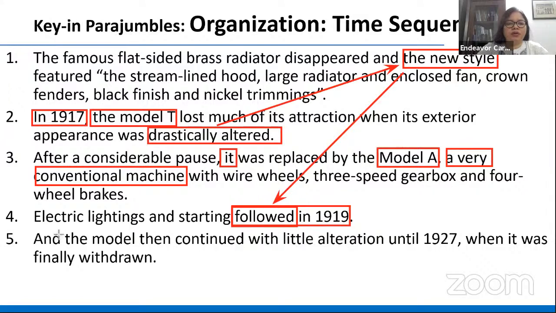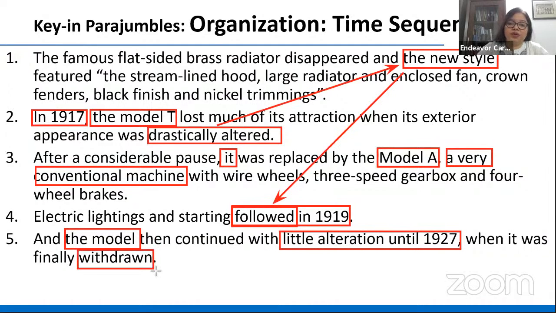What does sentence 5 talk about? And the model, which is the model, is it model A or is it model T? Then continued with little alteration until 1927 when it was finally withdrawn. It was withdrawn and therefore it was replaced by the Model T. Now we have multiple reasons why we want to take 5 first and then 3. As far as alteration is concerned, we are talking of the alteration of Model T. Model T was altered. How was it altered?